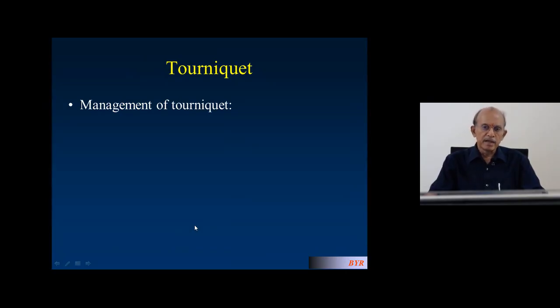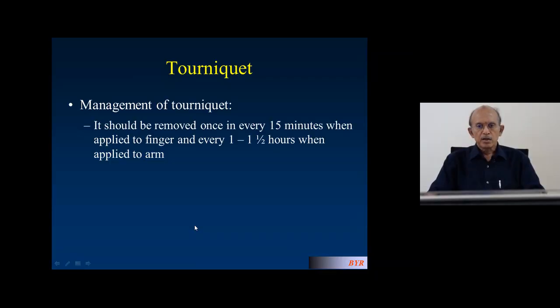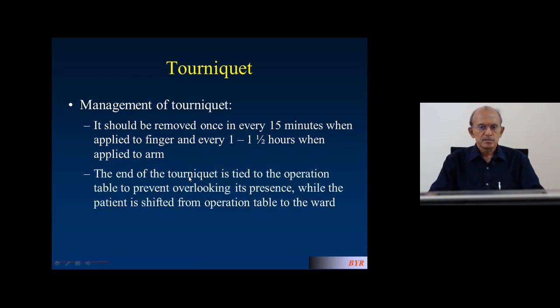Once you apply a tourniquet during a surgical procedure, it should be removed once every 15 minutes when applied to the finger and every 1 to 1.5 hours when applied to the arm. The end of the tourniquet is tied to the operation table to prevent overlooking its presence while the patient is being shifted from the operation table to the ward. I hope you understood this point. When you are doing some surgery on the upper limb or lower limb with a tourniquet applied, now you have finished the operation.